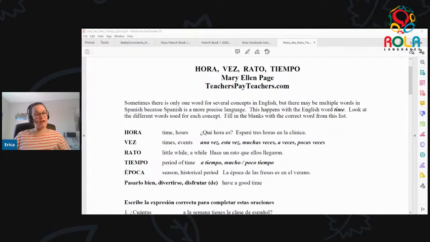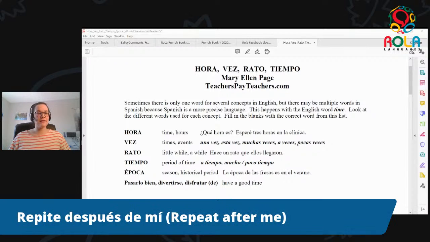So these are the 5 words that we use most to encompass almost all translations of the word time in English. So vamos a repetir una vez más. We're going to repeat these words one more time, and then we're going to practice them in context to choose which is the right word to go into the sentence. So por favor, repite después de mí. We have hora.